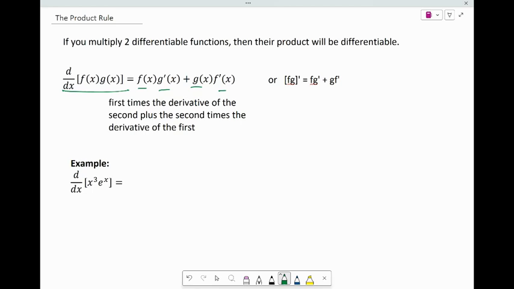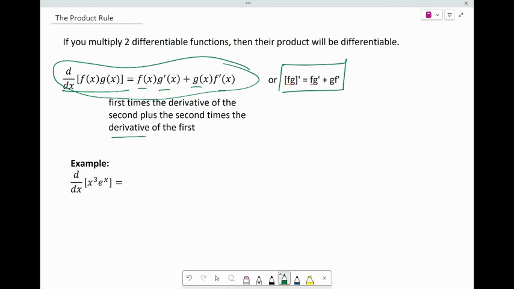One of the ways that you can help memorize this is you take the first times the derivative of the second plus the second times the derivative of the first. It's a little bit more informal, but it's easier to memorize. The other thing is, while this looks fairly complicated, it's got a lot of symbols, if you remove the parentheses x, then it reduces very quickly to just f g prime plus g f prime. That's a lot easier to memorize. I think your best bet for memorizing this is either to think about the written description or the fg notation without all the x's. So here's an example.